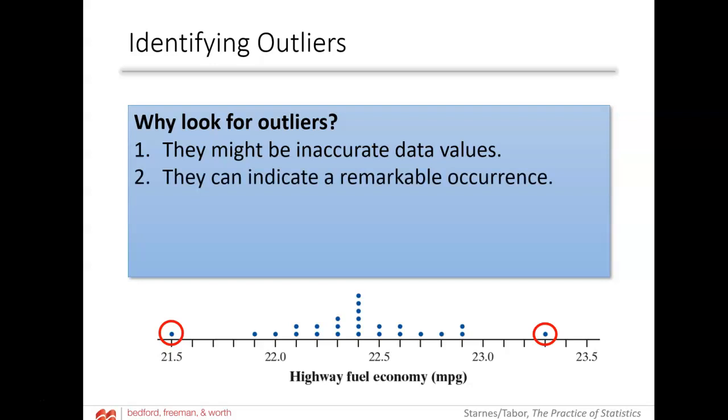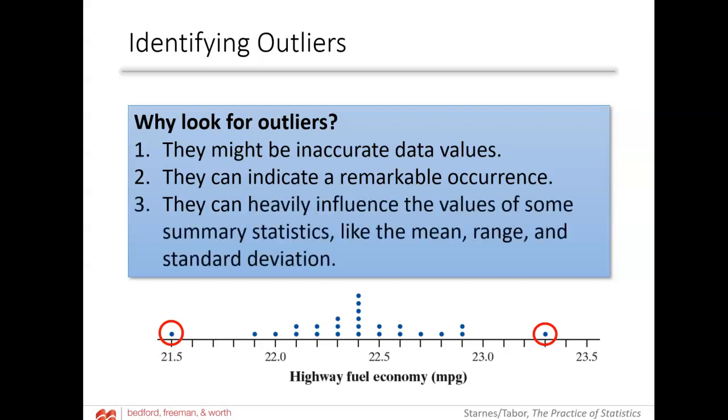So in that soccer goals question, we had some outliers at 9 and 10. Maybe something happened in that game that we have to go back in the history books and realize what was going on in those two games where they scored 9 and 10 goals. They have a lot of injuries on the other team? I don't know. Outliers can also heavily influence the values of some summary statistics.